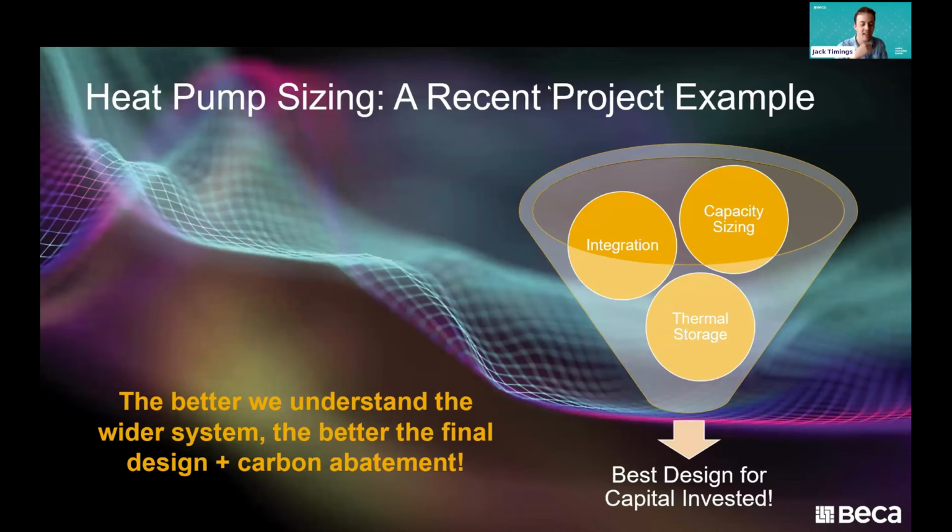Cool, thanks, Adrian. We've touched upon a couple of really salient topics already. Getting your refrigeration plant tidy, the possibility for solar thermal systems to support high temperature heat pumps. I wanted to take this opportunity to walk you through an example of a heat pump project that I've just been delivering with Adrian's help and others from Beca for a food and beverage client in New Zealand recently.